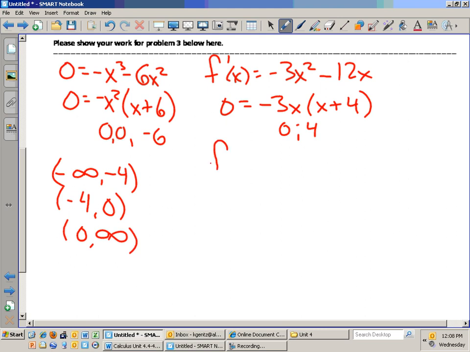And then I want to see whether f prime of x is positive or negative at these values. And so I test it using the derivative, negative 3x times x plus 4. So I'm going to plug these points in there and see what I get. I get a positive times a negative, which is a negative. I get a positive times a positive, which is a positive. And then if I plug in, say, 1, I get a negative times a positive, which is a negative. So it looks like I'm decreasing here, increasing here, decreasing here.